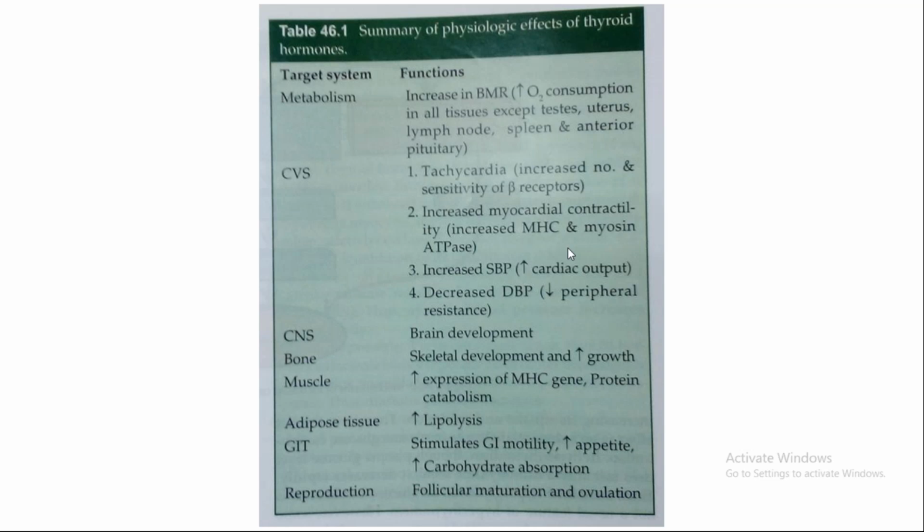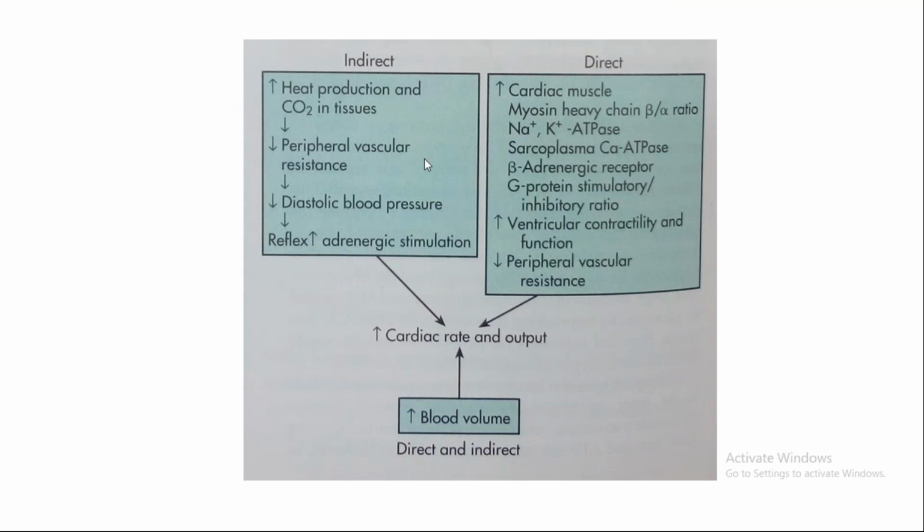So all these factors, the contractile protein, calcium ATPase activity, sodium potassium pump, expression of beta receptors, and G protein structure, all together will lead to an increase in the stroke volume. So ultimately the heart rate increases, and ultimately the stroke volume increases. I think I should show you the direct and indirect effect, but before that, let me complete the first one, then we'll see this slide.